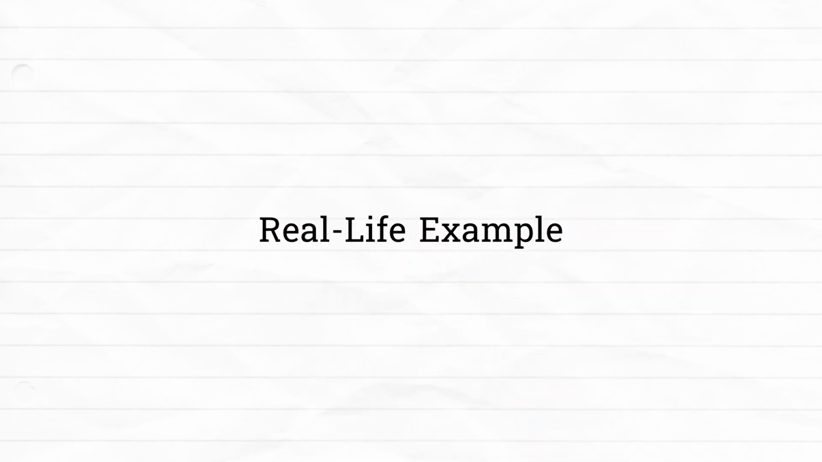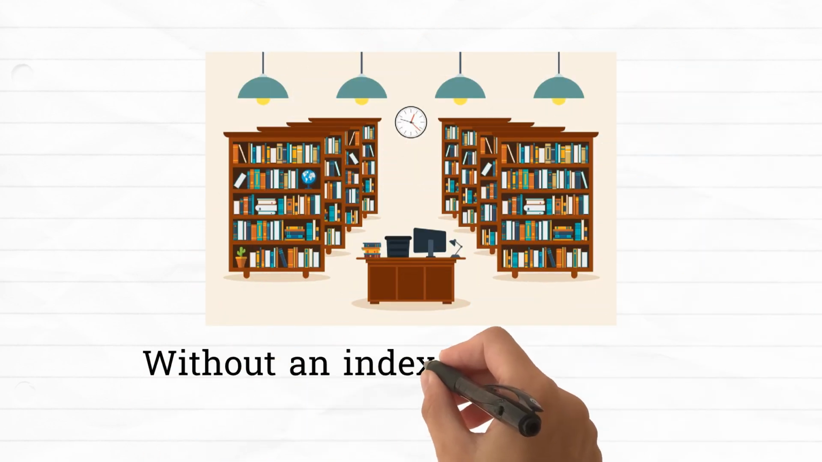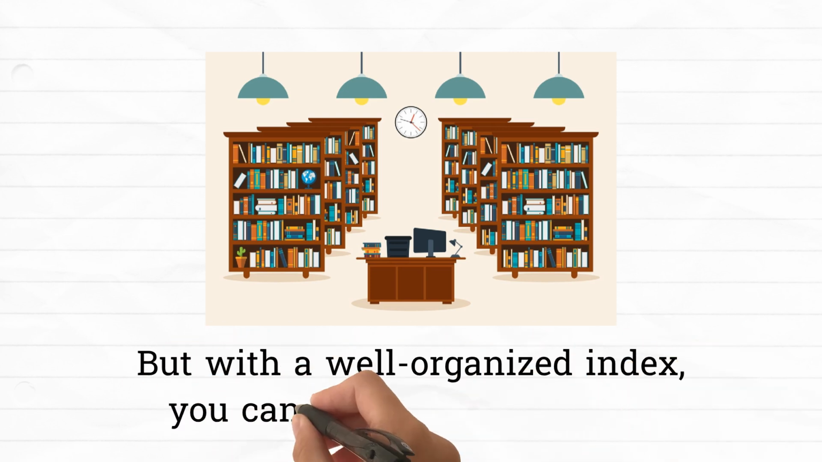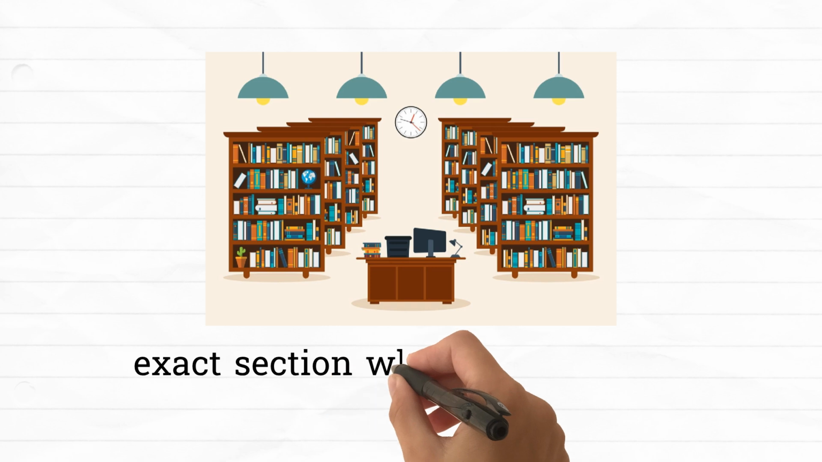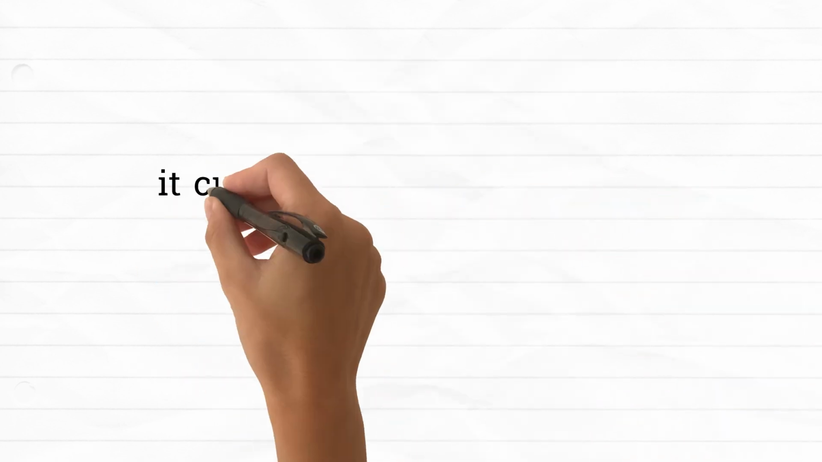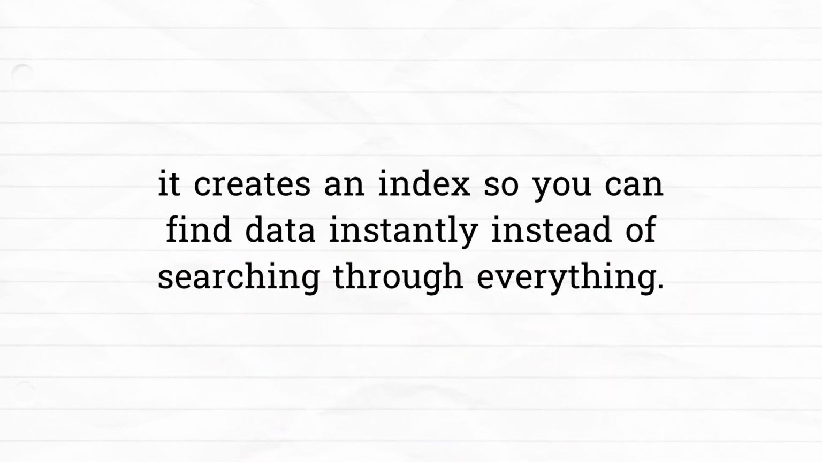Real life example. Let's say you're in a library with thousands of books. Without an index, you'd have to check each book one by one. But with a well-organized index, you can quickly jump to the exact section where your book is located. That's exactly how a hash table works. It creates an index so you can find data instantly instead of searching through everything.